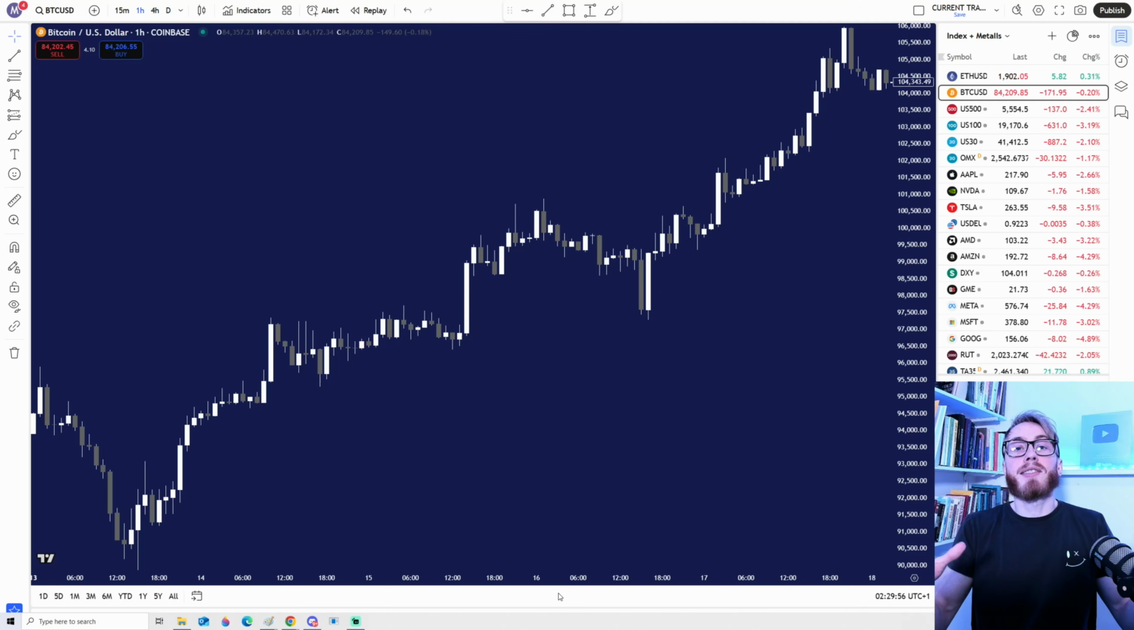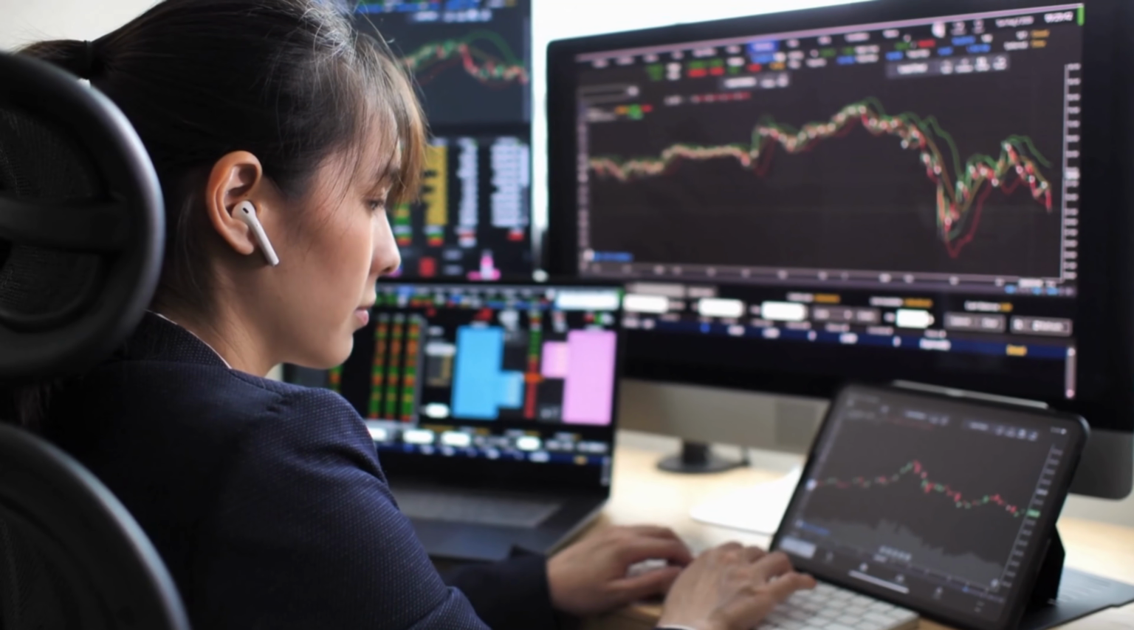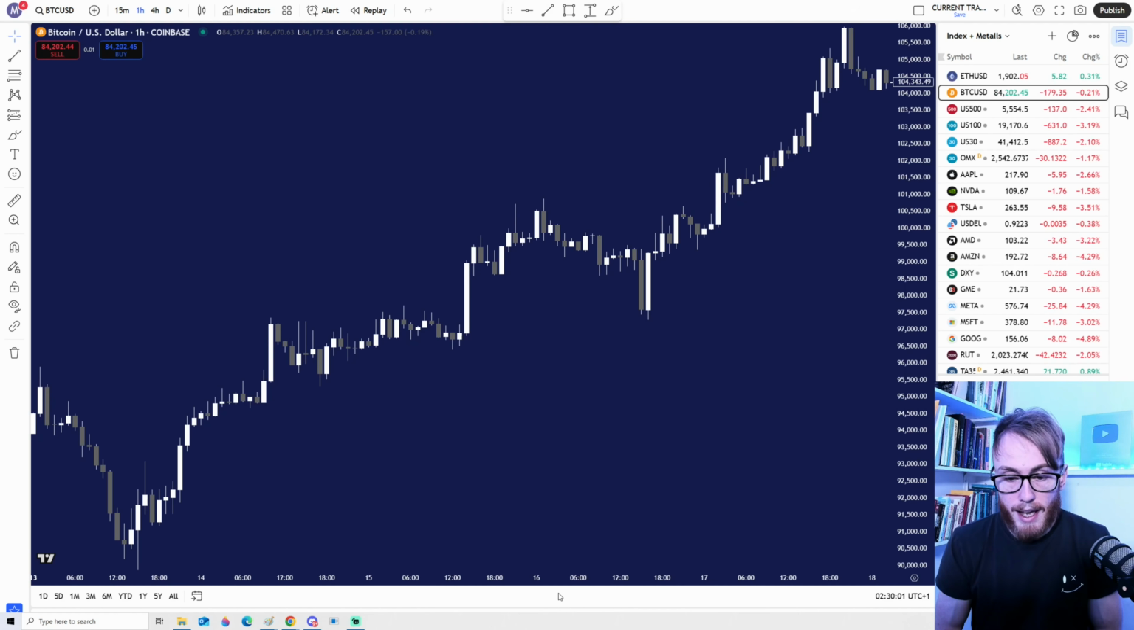But all right, so now let's take a look at the order block trading strategy step by step. And right now we are in TradingView.